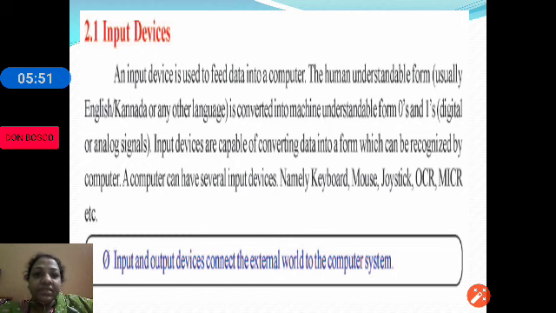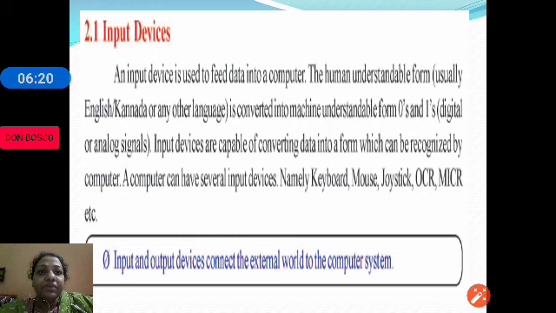We begin the session with input devices. What is the use of an input device? If any data has to be fed to a computer system, we will be using input devices. With the help of input devices, we can feed the data into a computer system.